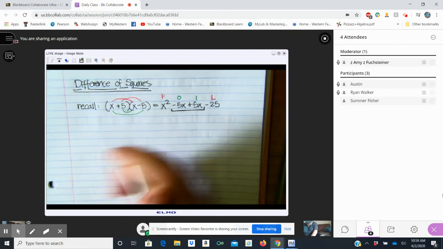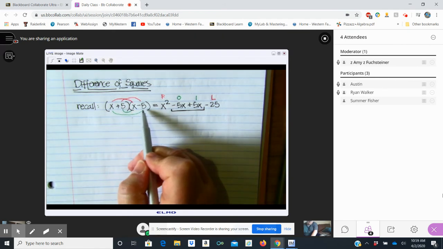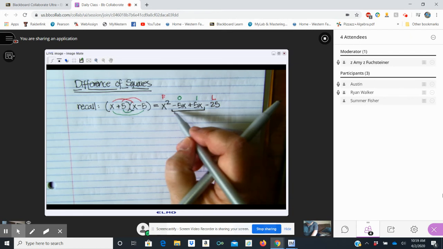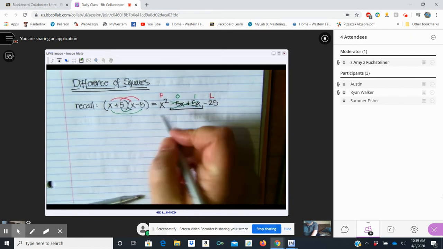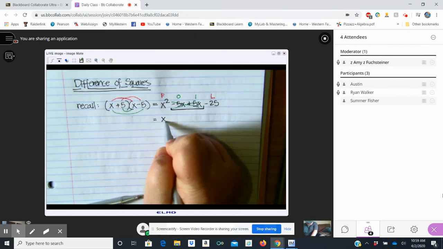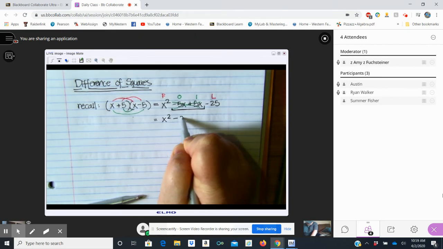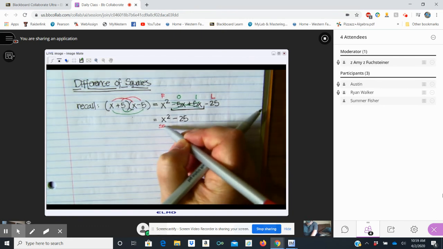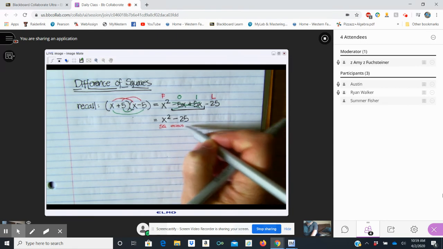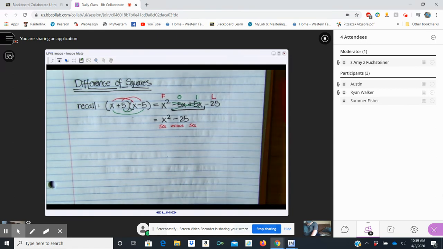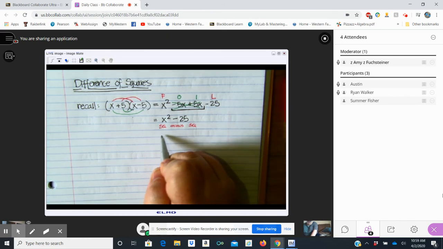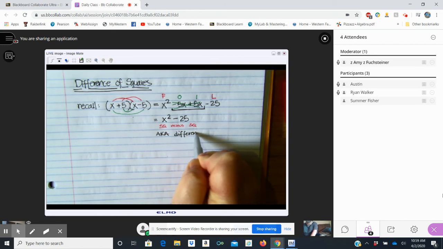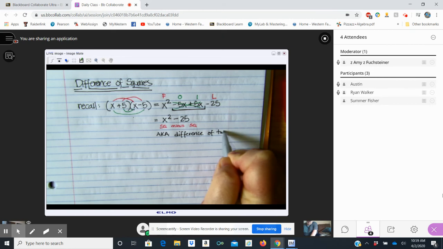And when the signs are different like that, one is a plus, one is a minus, the O and the I, the two middle terms, would always cancel each other out, leaving us just an x squared minus 25. Or a square minus another square, AKA the difference of two squares.